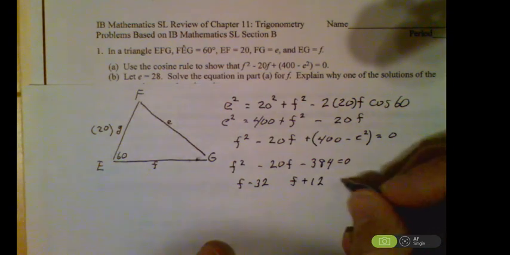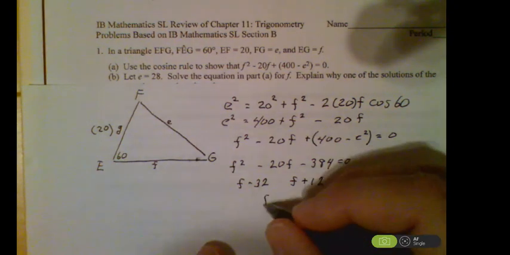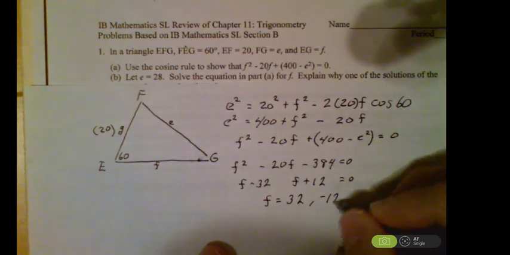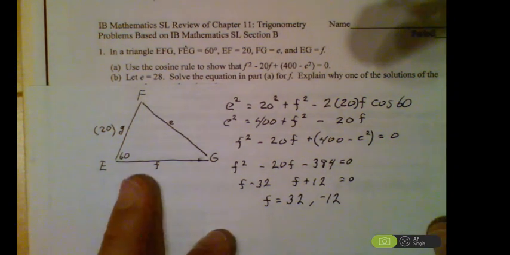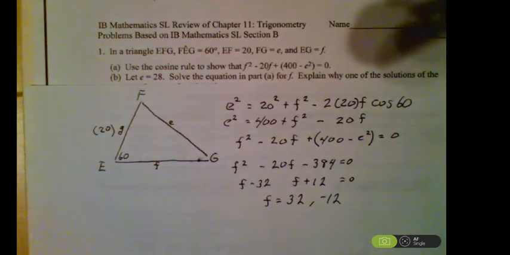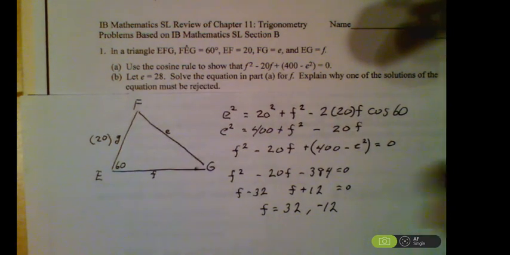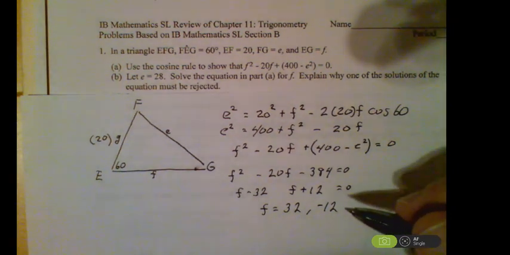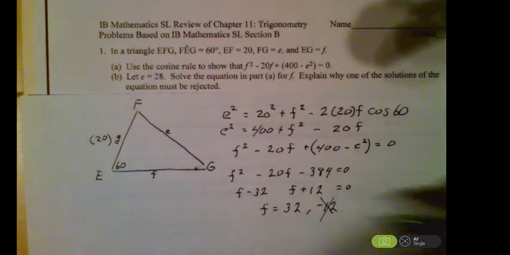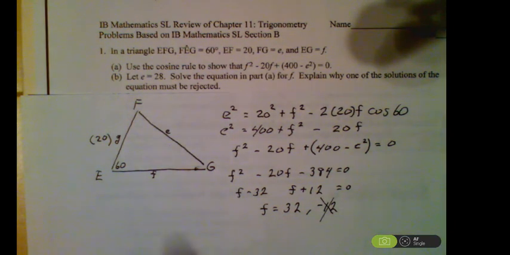So we got those two factors. In this case, we can say f is 32 or negative 12. But obviously, when you're dealing with side lengths, you could never have a negative length. That would never make sense, so that's the one that would not work. So when they say explain why one of the solutions must be rejected, real simple: you have to reject the negative length because that wouldn't make sense for a distance in a segment.